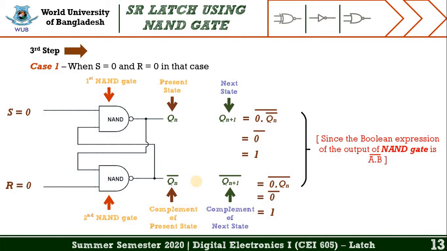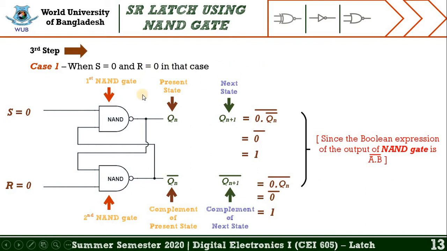Well, third step, we consider four cases for the two inputs, as we have already mentioned when we were explaining the SR latch, that the SR latch has two inputs. One is S and another one is R, and we have assigned binary numbers for these two inputs, and we get four combinations of these two binary numbers, such as 00, 01, 10, and 11.